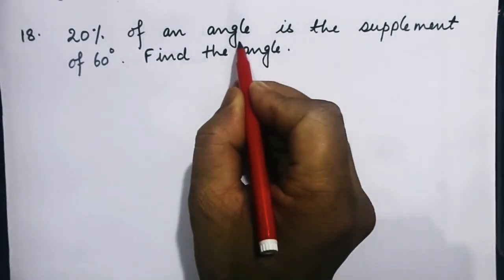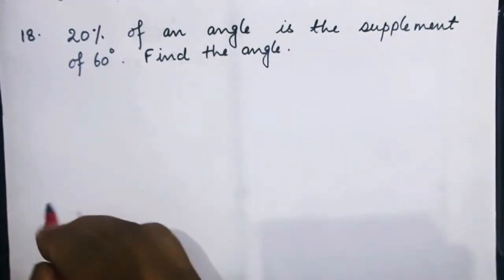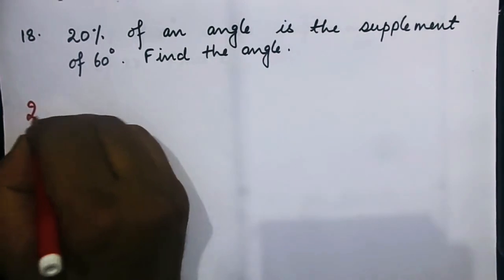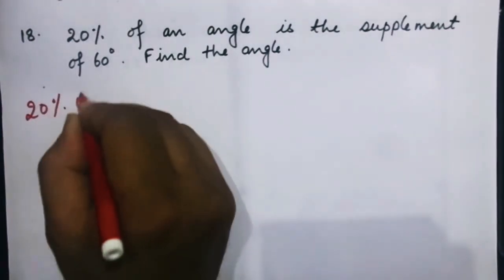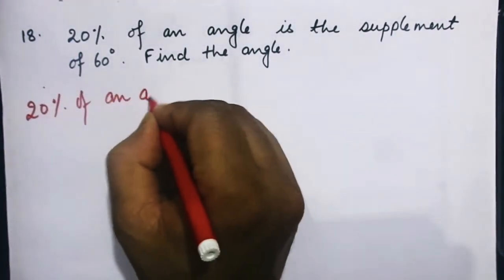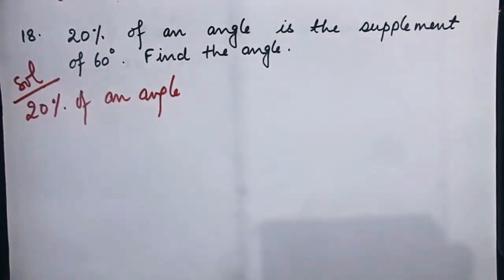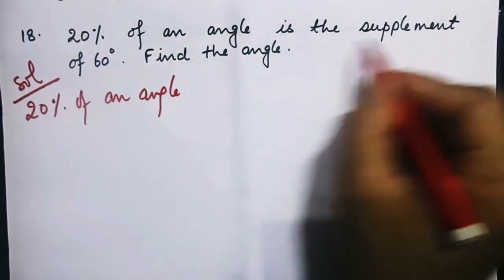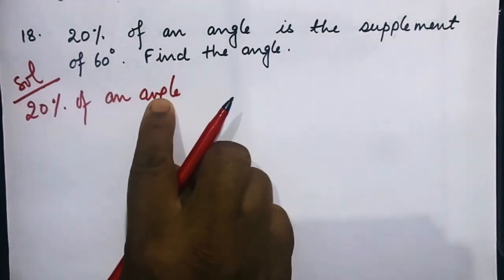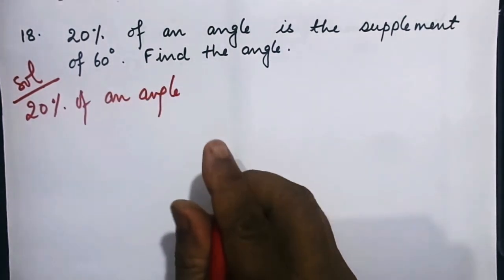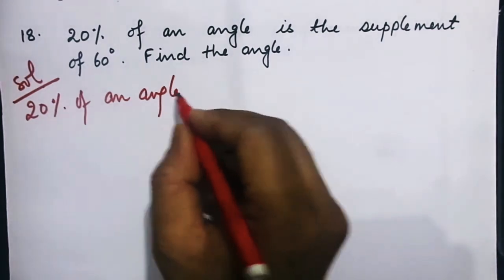20% of an angle is the supplement of 60 degree. So 20% of an angle, we are solving it. So 20% of an angle is the supplement of 60 degree. Do you know the value of this angle? No. So I'll put the value of this angle as x.